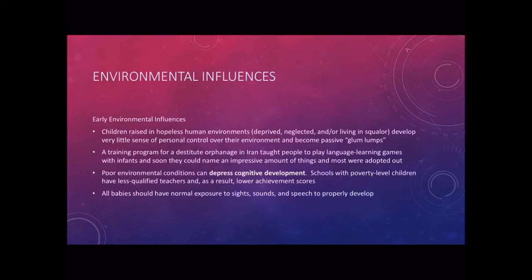Poor environmental conditions can depress cognitive development, right? Schools with poverty-level children have less qualified teachers. As a result, lower achievement scores. That just kind of further separates that gap. And all babies should have normal exposure to sight, sounds, and speech in order to properly develop. This really just comes back to that idea of the critical period, and that we have to get certain things into kids' brains before it becomes too late.